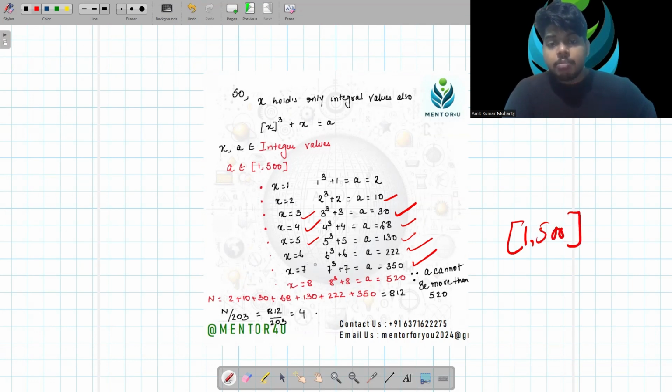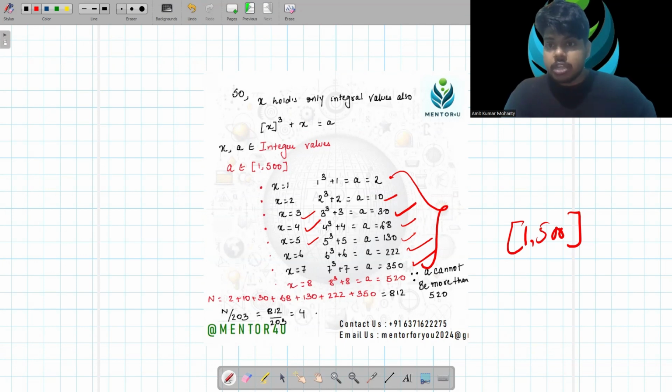Clear? Now, when I'm putting x equals 8, what is the value that I'm getting? 8 cube plus 8, which is 520. Since 520 is beyond our range, we have to stop here. So, what is n in this situation? n is the summation of all the values of a from 2 to 350. So, n equals 2 plus 10 plus 30 plus 68 plus 130 plus 222 plus 350. So, I'm getting n as 812.